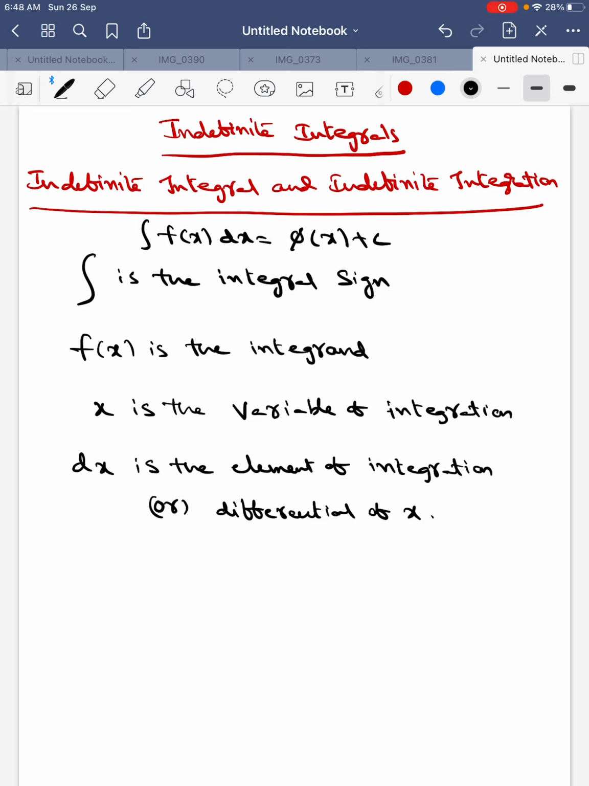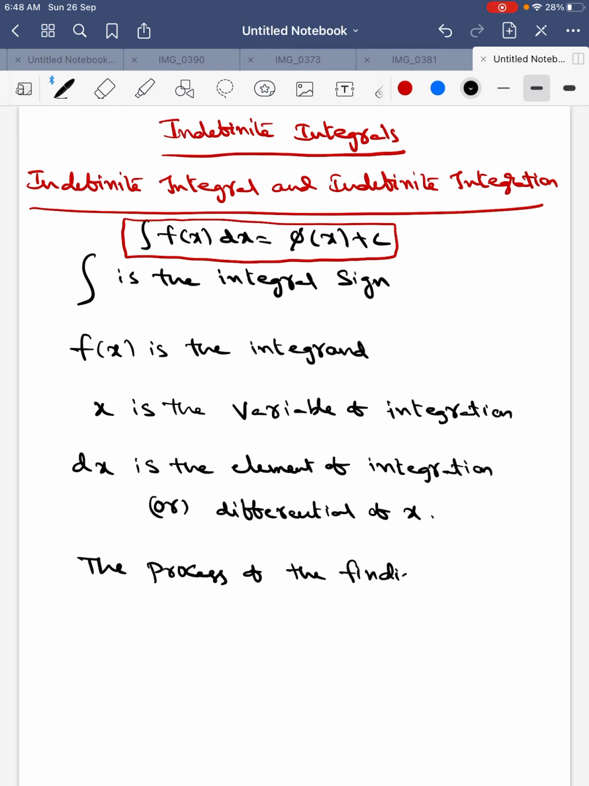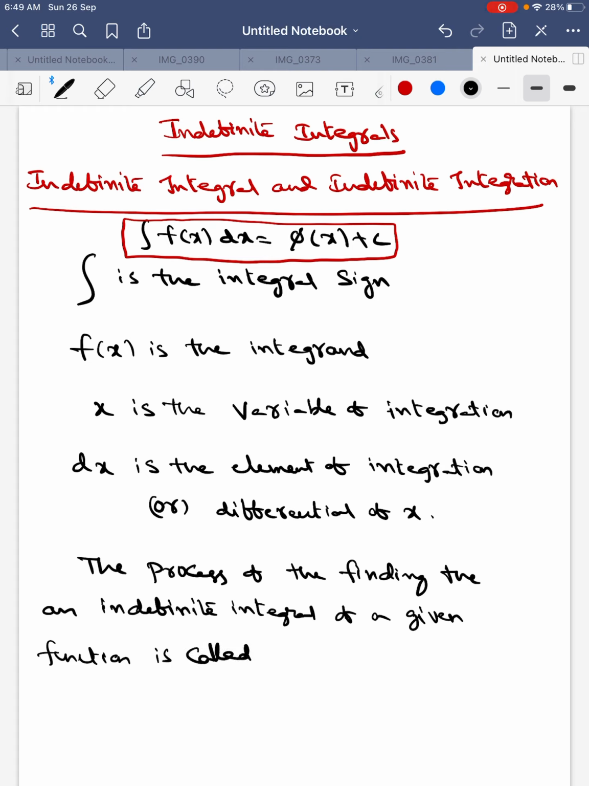Okay, the process of finding the indefinite integral of a given function is called integration of a function.